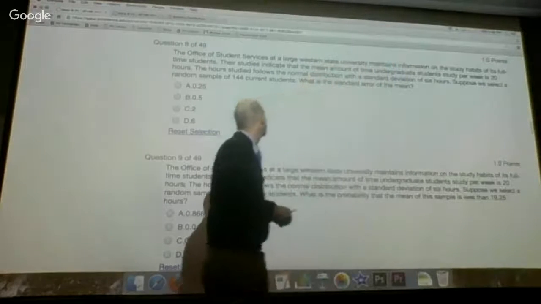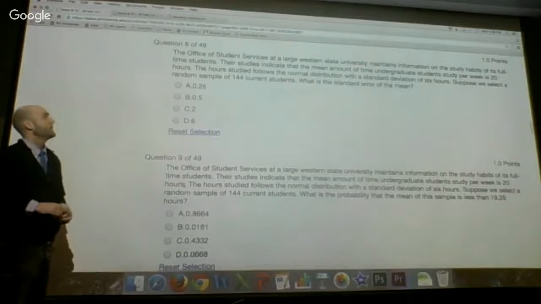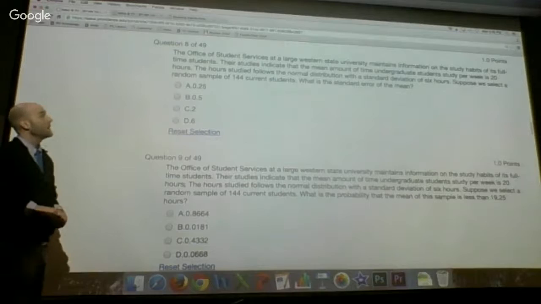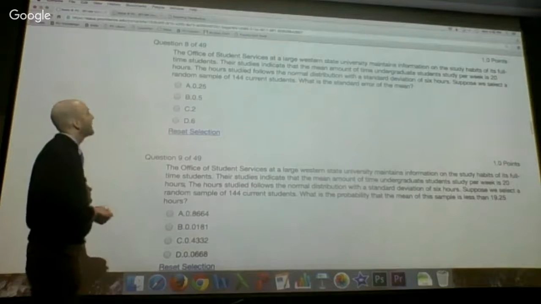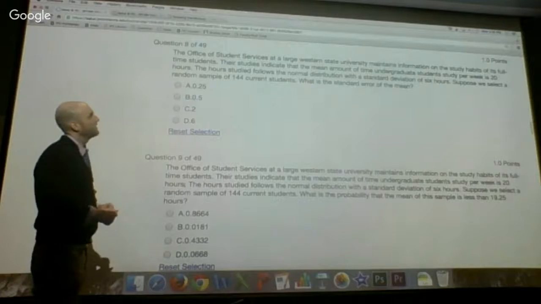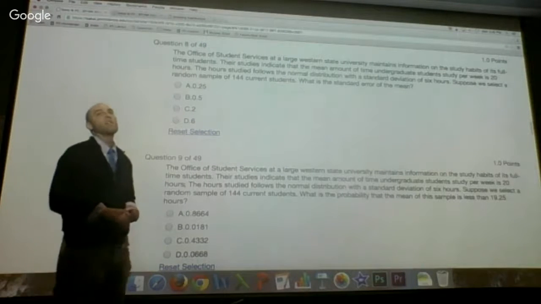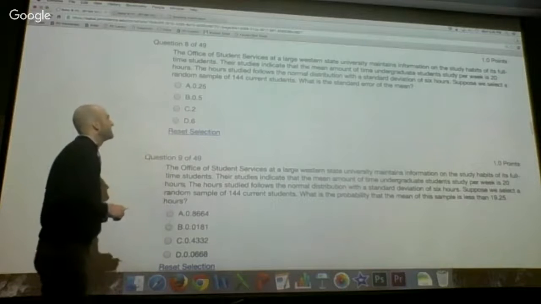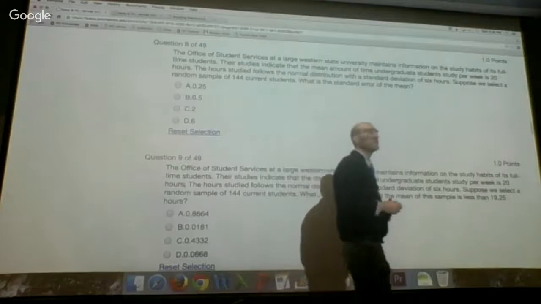But here, the Office of Student Services at a large Western State University maintains information on the study habits of its full-time students. Their studies indicate that the mean amount of time undergraduates study per week is 20 hours. The hours studied follows the normal distribution with a standard deviation of 6 hours. Suppose we select a random sample of 144 current students. Thank goodness it's 144 current students. What's the standard error of the mean? Well, that one should be a little easier.